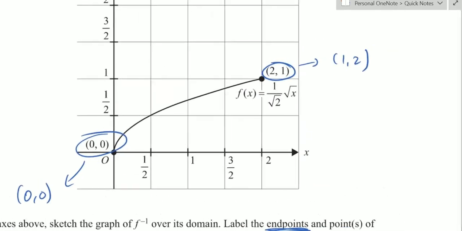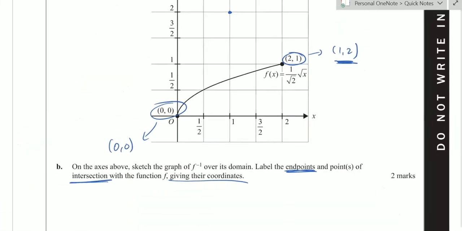They're both 0. But this point does matter. So this becomes this point. And the other point that (0, 0) was, I know it's already labeled, but it technically did ask us to label the endpoints, so I would label it again. They can't take a mark off, so better to be safe.